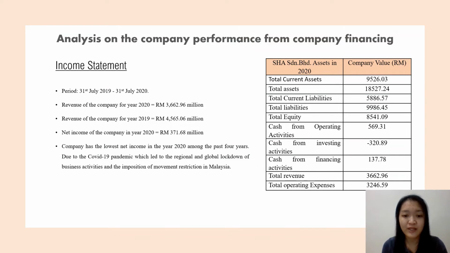Unlike the previous years where there is a constant growth in total revenue from 2017 until 2019, it has dropped in year 2020 by 9,002.1 million difference. The net income is obtained by subtracting the income taxes from the taxable income. This net income is also commonly known as accounting income. The net income has significantly decreased compared to the previous year. In fact, the company has the lowest net income in the year 2020 among the past 4 years. This indicates the performance of the company is not satisfactory in year 2020.